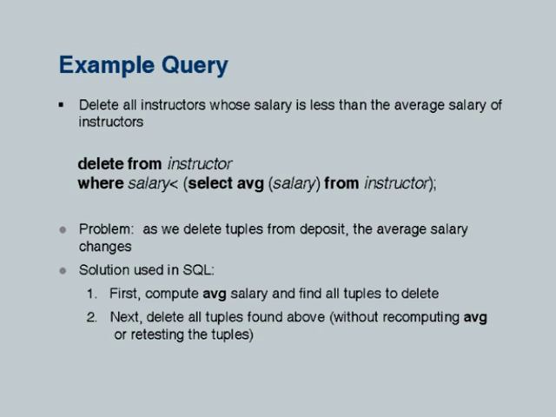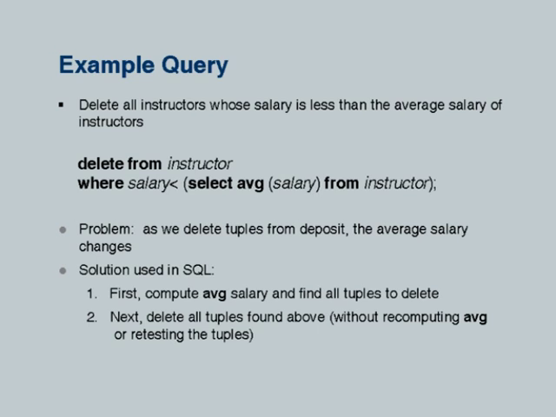Now if you executed this in a naive way, you first take the first instructor, check the average salary, check if the salary is less, then delete that instructor. Now get the next instructor, again compute the average salary. Now there is a problem. If you deleted the first instructor, the average has changed. So depending on the order in which you chose the instructors, you may delete a completely different set of instructors. That would be a very, very bad situation. You do not want that.